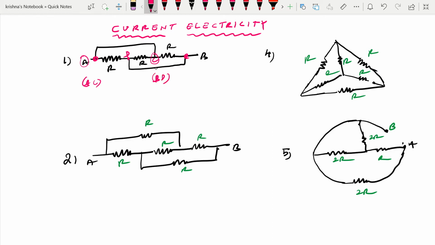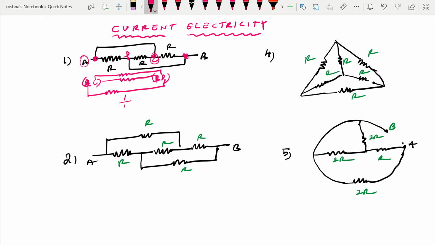In between A and D, one resistance is there, that we can write here. In between D and C, one resistance is there. And in between C and B, one more resistance is there. In such a manner, all are becoming parallel.